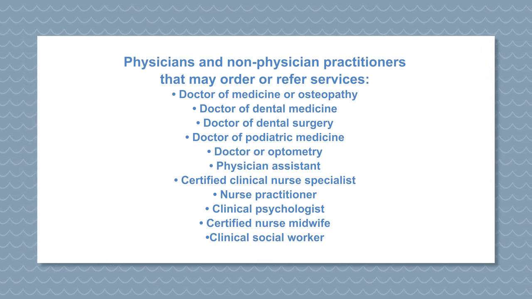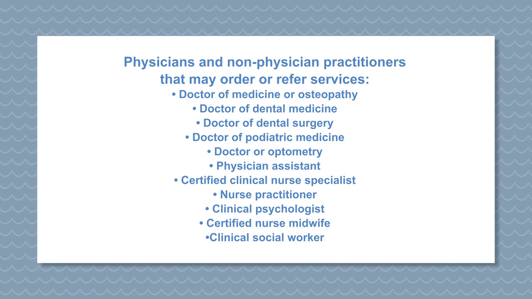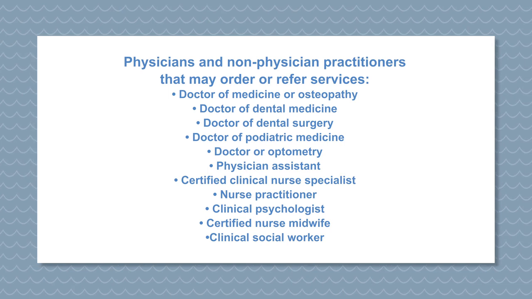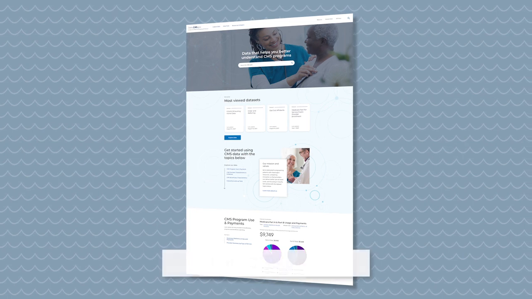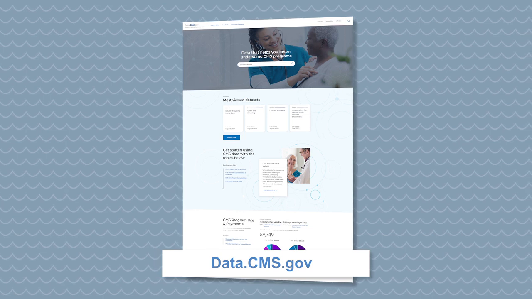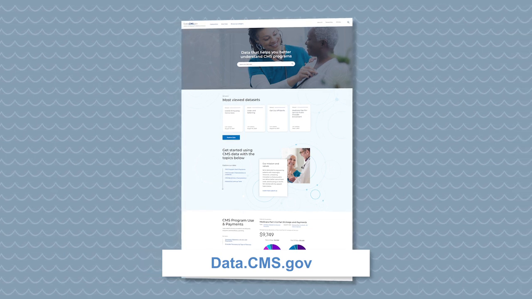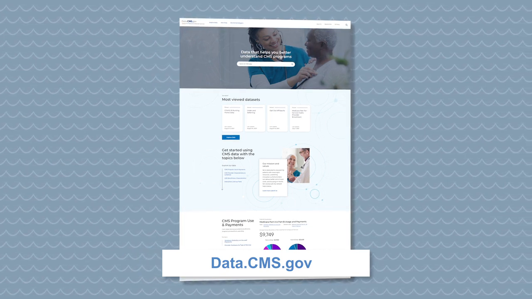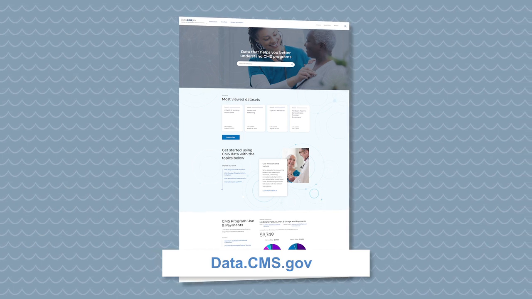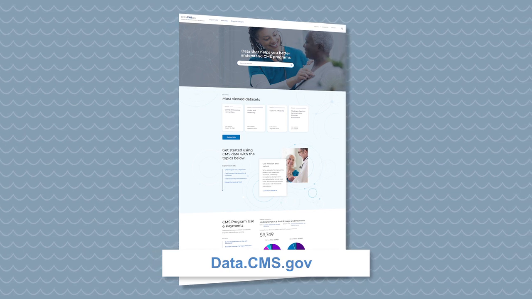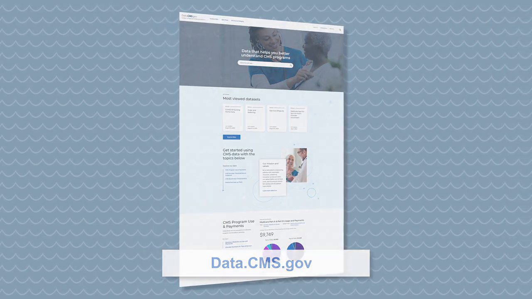These practitioners include doctor of medicine or osteopathy, physician assistants, and clinical social workers, to name just a few. And to help you verify if a particular physician or non-physician practitioner is eligible, CMS has created the Ordering and Referring Data file at data.cms.gov. This website makes it easier to discover, access, and understand CMS data. The Ordering and Referring Data file has the NPI and legal name of the physicians and non-physician practitioners that meet the requirements to order or refer services. We've also included a link to this data file in the video description below. Verifying a provider's eligibility to order or refer services will assist you in preventing claim errors.